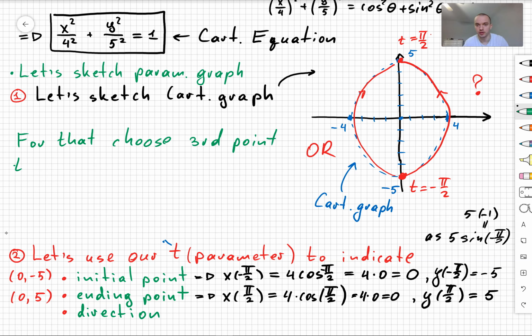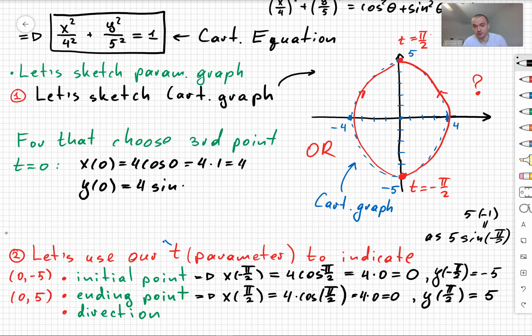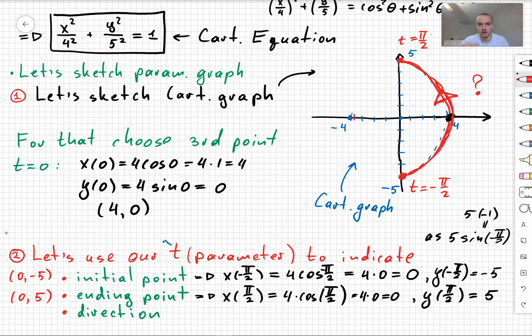So let's actually compute our values for x and y when t is equal to 0. So x of 0, since cosine of 0 is 1, then x is equal to 4. And since sine of 0 is 0, then y is equal to 0. So you can see I got the point 4, 0. So that means that I'm going to be left only with the right branch of my ellipse. So this is going to be the parametric graph.